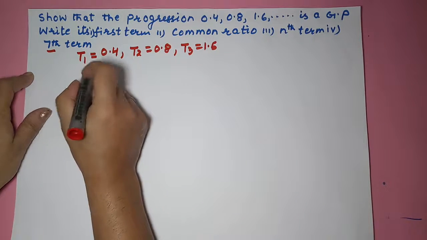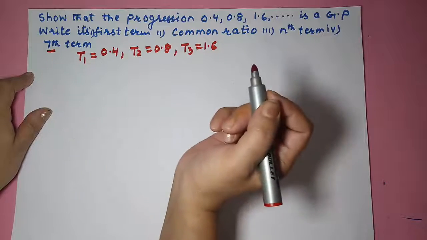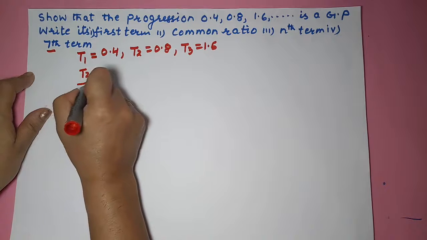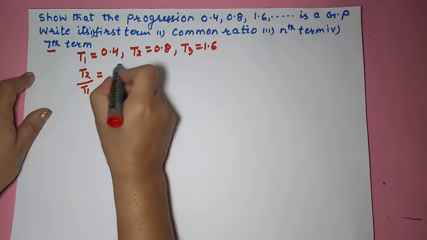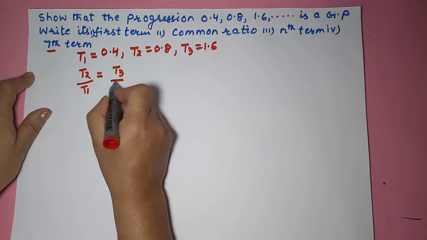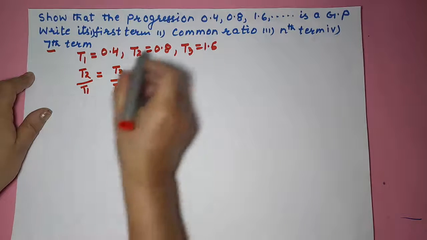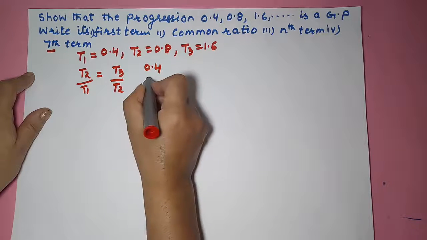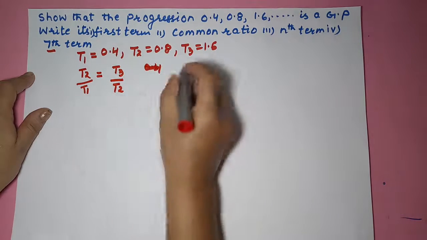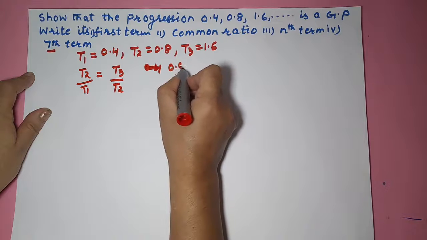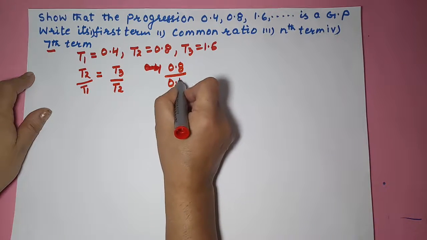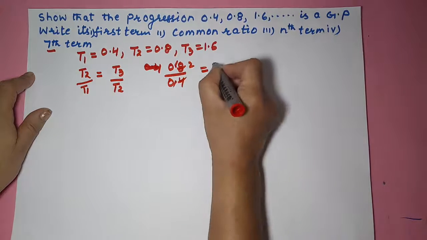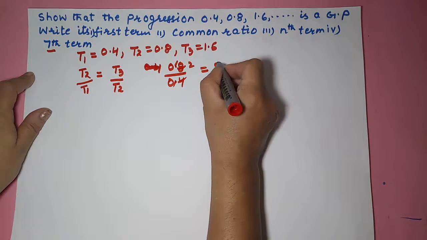So how do you find out whether the progression is GP? We know that T2 upon T1 should be equal to T3 upon T2, right? So let's say T1 is 0.4. Okay, we have to calculate for T2. What is T2? 0.8 upon T1, which is 0.4. Decimal and decimal will go, 4 2s are 8. So my T2 by T1 is 2.